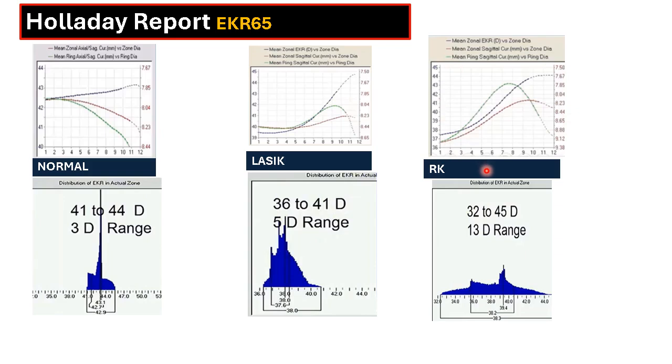Although maybe his visual acuity is good, he will complain of glare and halos and spherical aberrations and reduction of the quality of vision. So this is the importance of this histogram graph, and the graph representing the EKR 65 over the different maps. And by this, you understand the importance of studying the EKR 65.